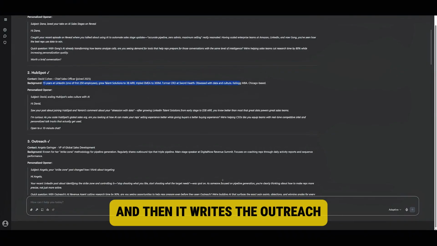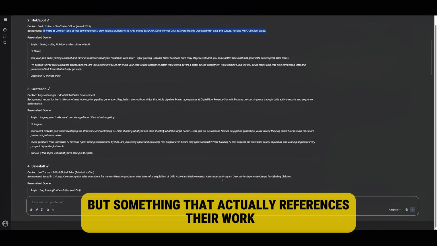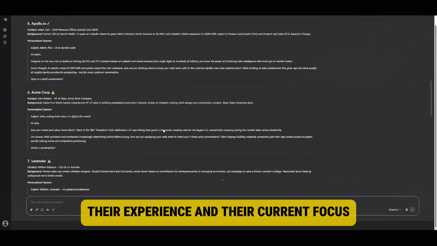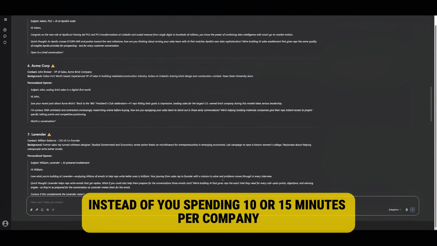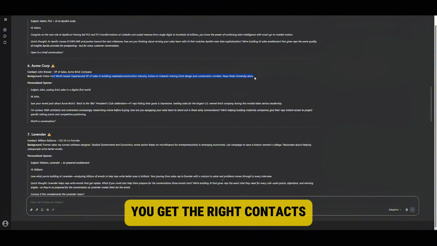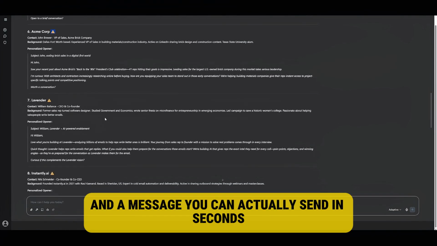And then it writes the outreach. Not generic lines, but something that actually references their work, their experience, and their current focus. So instead of you spending 10 or 15 minutes per company trying to figure all of this out, you get the right contact, the context behind them, and a message you can actually send in seconds.